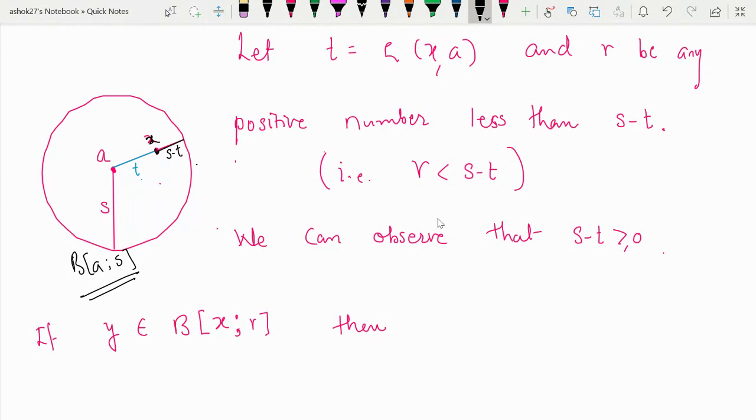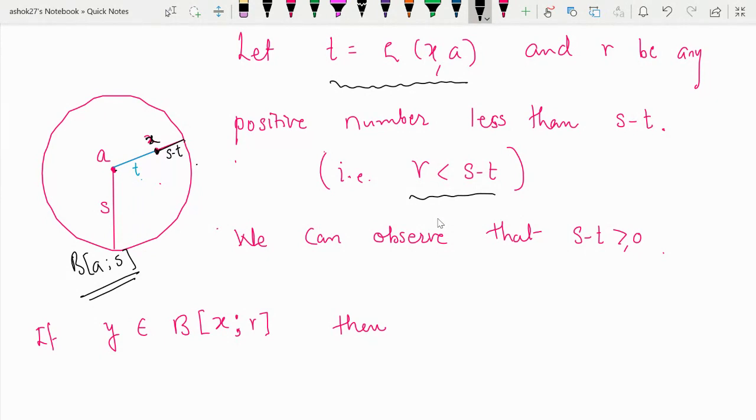So let us take t. What is t? You can see this blue distance, that is the distance from a to x, and r be any positive real number which is strictly less than s minus t. What is s minus t? You can see this black distance, from this point to this point. This is s minus t. This is t. So what is r? r is strictly less than s minus t. I am picking a real number r such that its value is strictly less than s minus t.